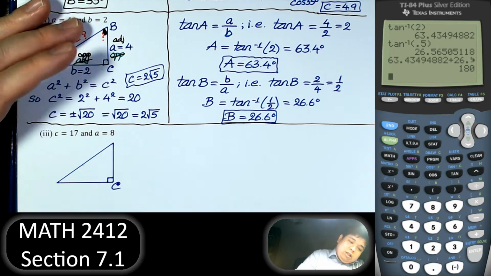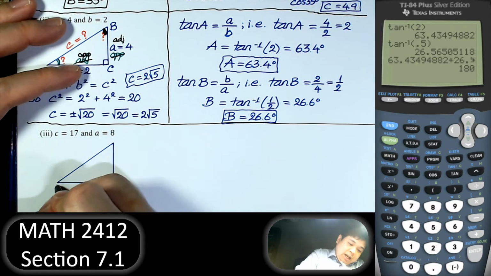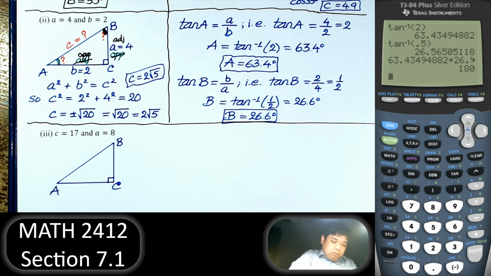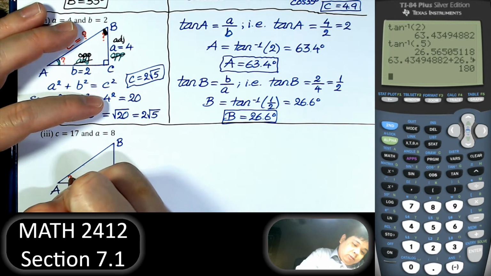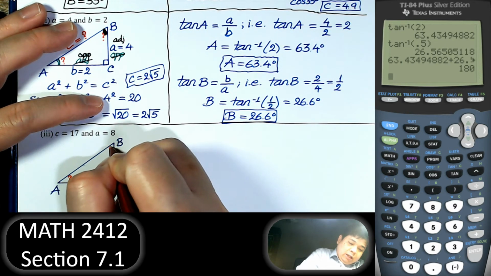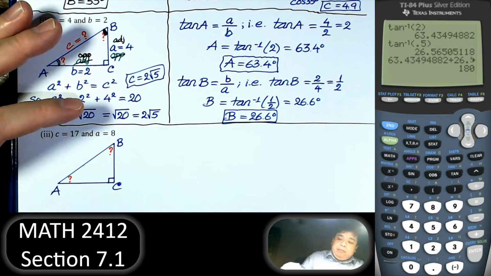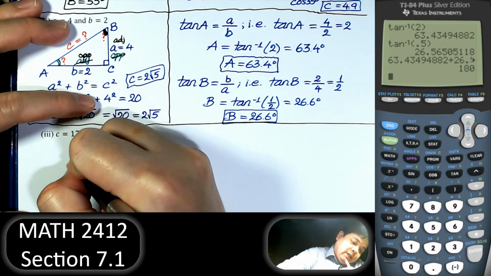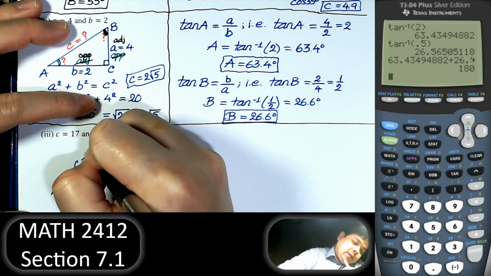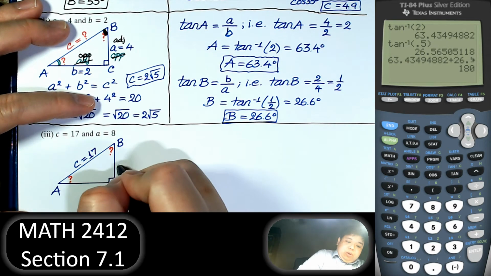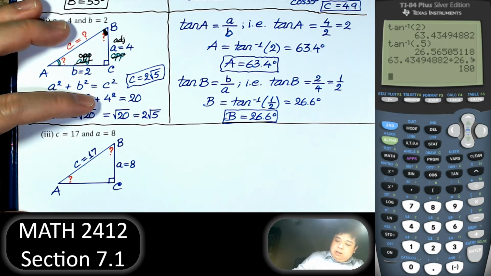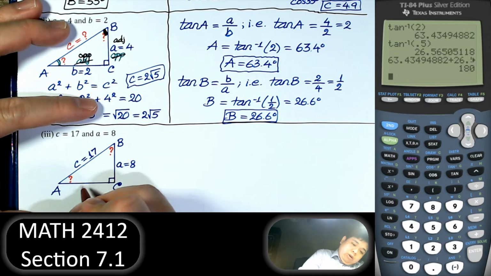Once again, angle C is 90 degrees, A and B. In this case, we don't know A and we don't know B. We do know c is 17. We do know little a is 8. We don't know little b.